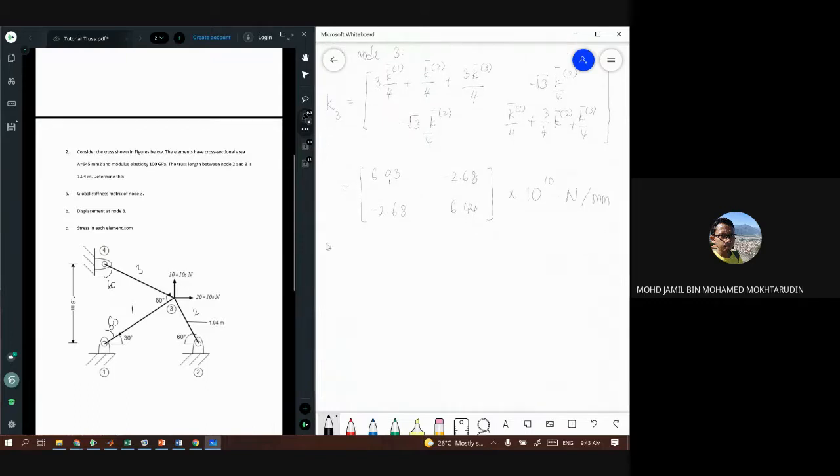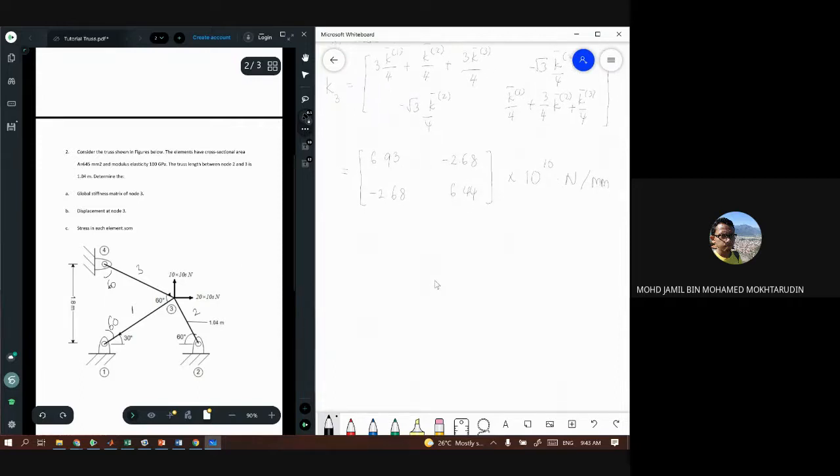And then the second question asks you to find the displacement at node number 3. So first we need to assemble the displacement matrix, or displacement vector, first. If you look at node number 1, it's a fully fixed support, so the node cannot move. So the displacement of node number 1 is 0. Similar for node number 2.